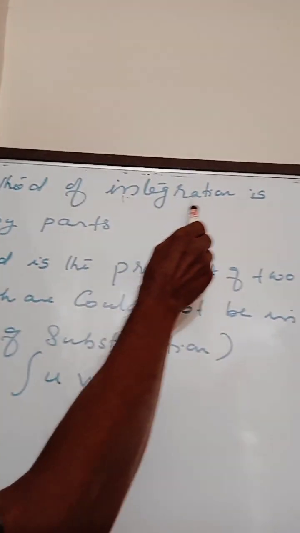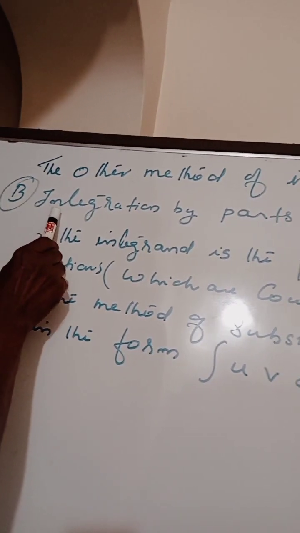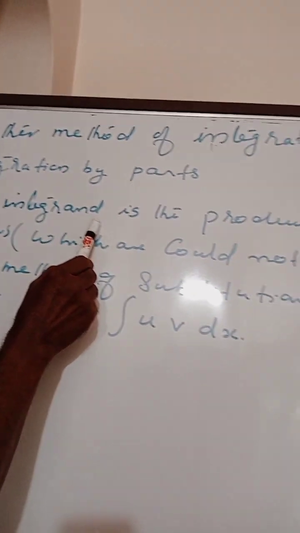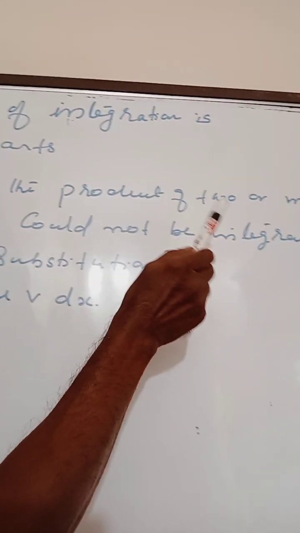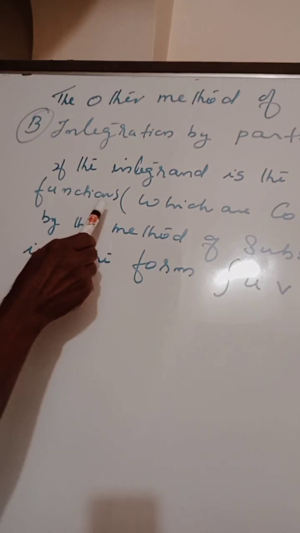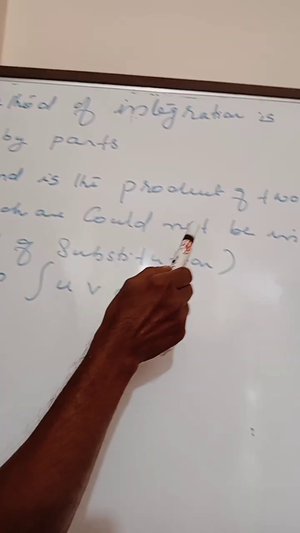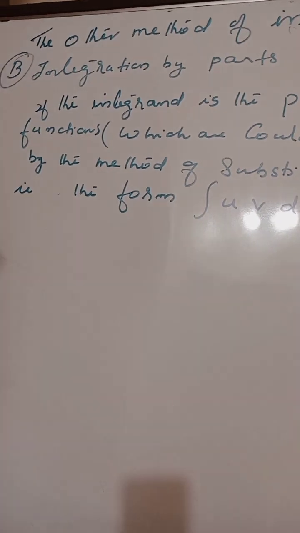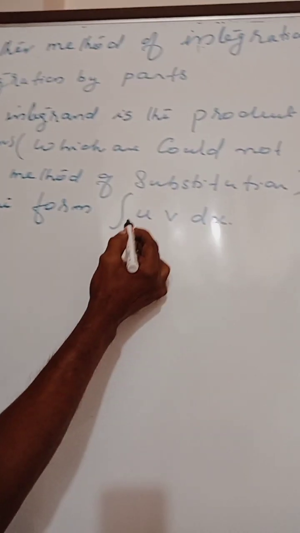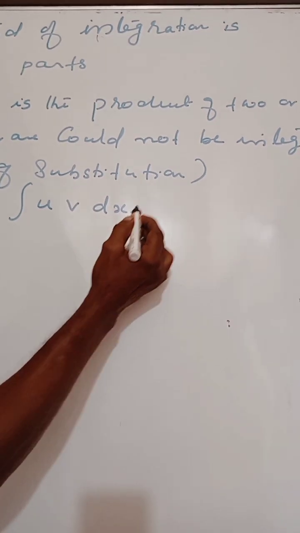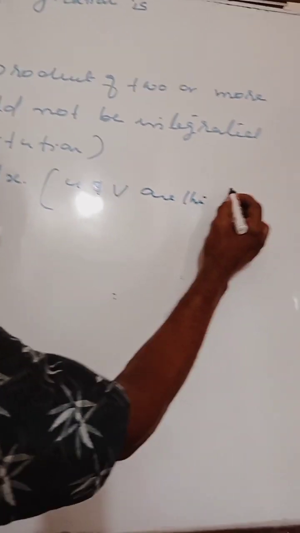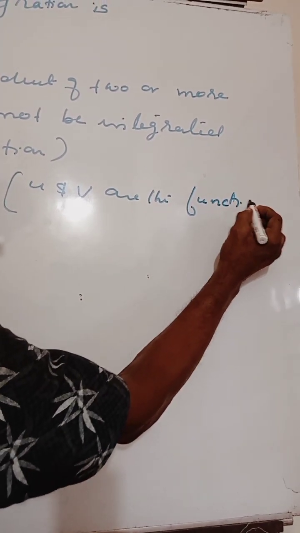The other method of integration is integration by parts. If the integrand is the product of two or more functions which could not be integrated by the method of substitution, that is of the form integration of u into v dx, u and v are the functions of x.